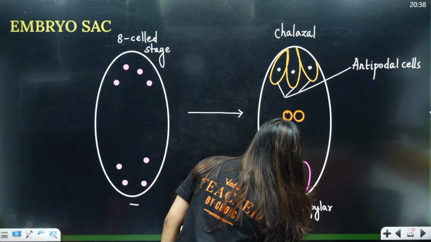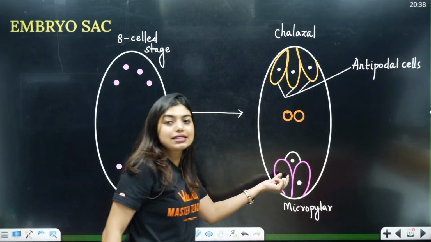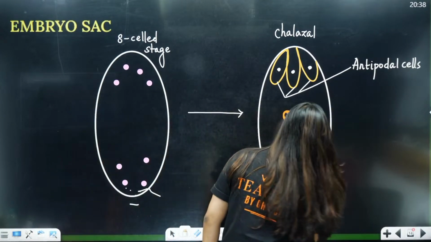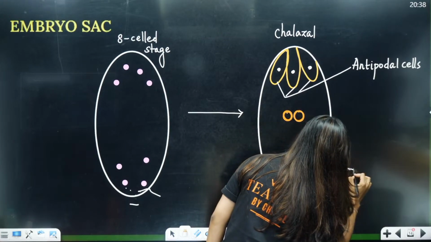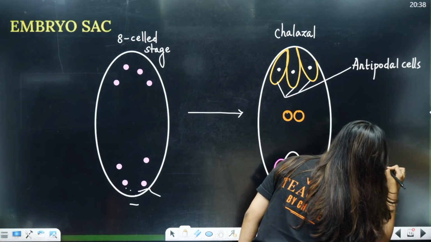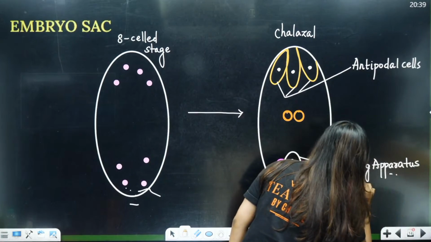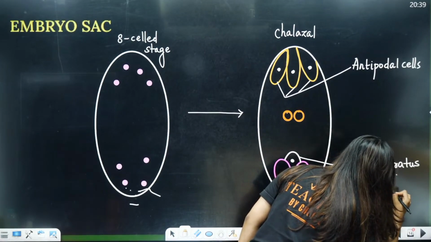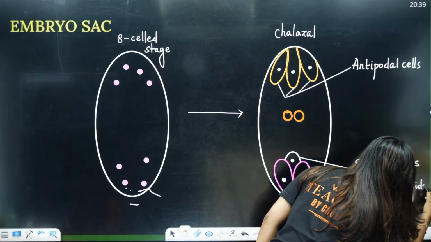3 people ran to the micropylar end. Who are the 3 people? We can together call it the egg apparatus because the egg is here. See, in the center I have drawn one beautiful egg. This is your entire egg apparatus. What does the egg apparatus contain? It is going to have egg plus 2 synergids.